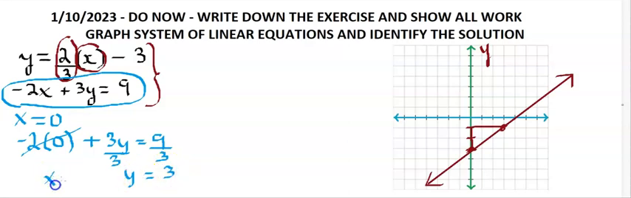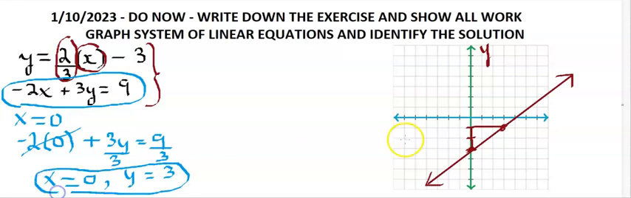So when x equals 0, y equals 3. That's what it means. So that's my y-intercept: when x equals 0, y equals 3. 1, 2, 3. There is my y-intercept. Are we good so far?